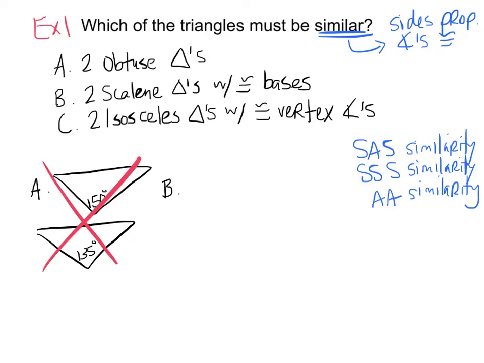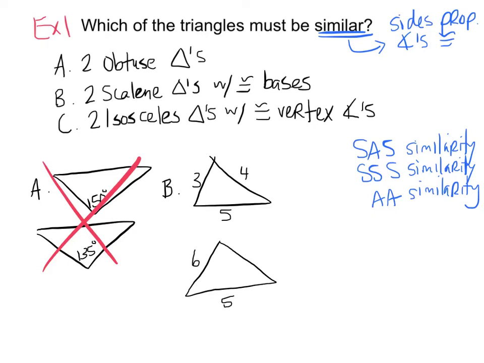For B, I've got 2 scalene triangles. Scalene means the sides are all different. So here's a scalene triangle. We'll say this is 3 inches, 4 inches, and 5 inches. And here's another scalene triangle. I'll say this is 6 inches, 5 inches, and 7 inches. In this case, they have congruent bases, so they have one side that's congruent, but that's it. So again, this one is not sufficient to prove that they're similar.